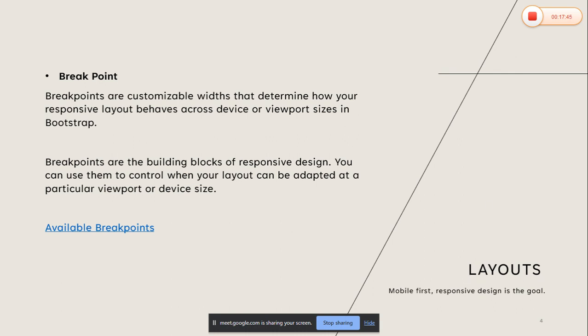Layout. There's a saying in web development, mobile first, in terms of responsive page design. You start from mobile view and then start designing from there upwards. With Bootstrap you can easily achieve responsiveness in your page, and that's made possible because of the different breakpoints available in Bootstrap. Breakpoints are customizable widths that determine how your responsive layout behaves across device or viewport sizes. Breakpoints are the building blocks for responsive design. You can use them to control when your layouts adapt at a particular viewport or device size. Now let's see the available breakpoints in Bootstrap.